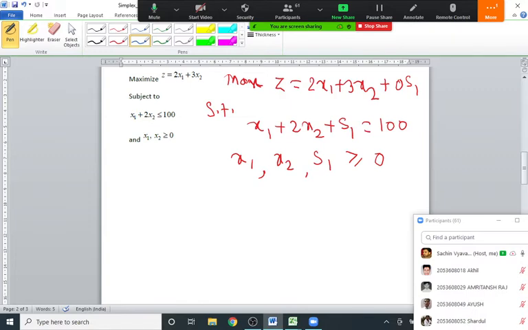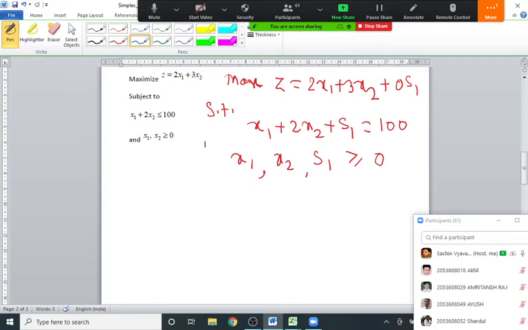Suppose x1 is 5 and x2 is 5. Then 5 plus 2 into 5 is 15, so S1 should then be 85. Then it is 100. That way, already x1 and x2 are positive, that's given, so that can be any positive number.